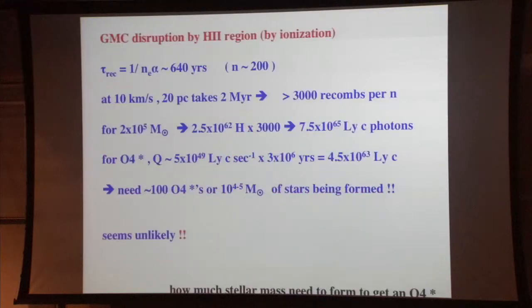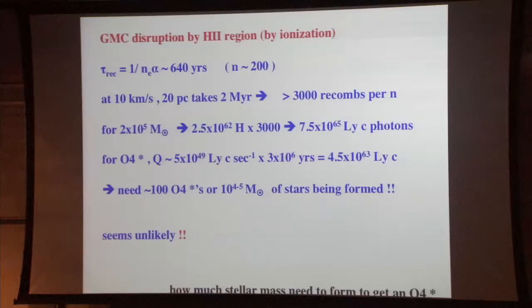So one final thing. The disruption of GMCs by HII regions. So these are just some numbers I did over the weekend. I hadn't had my martini before I did them, so I think they're actually accurate. The issue is, can a single O4 star do significant damage to a GMC?